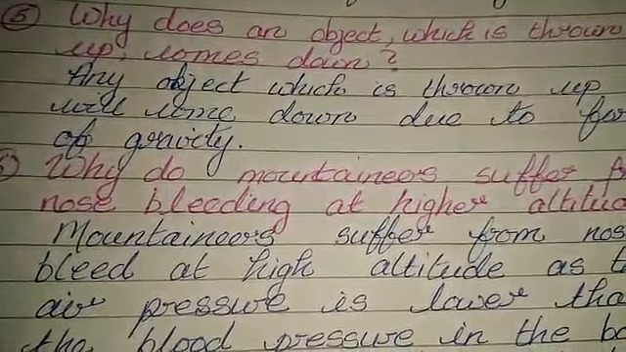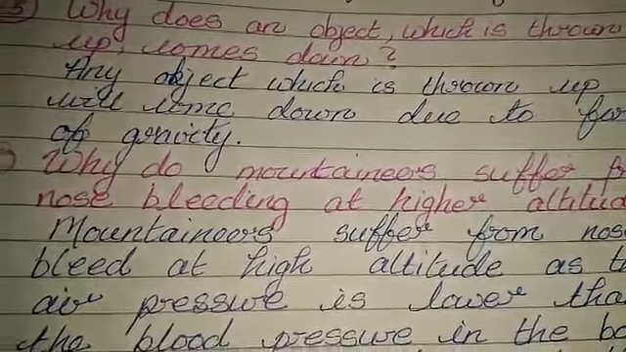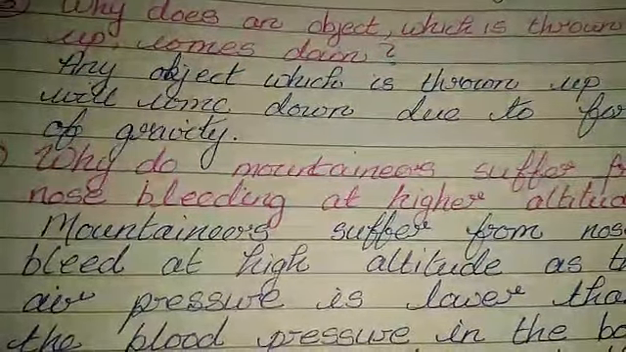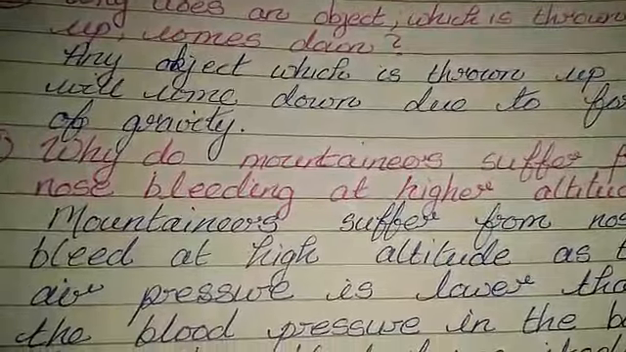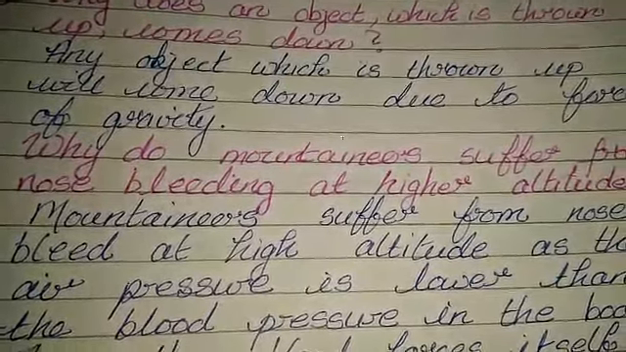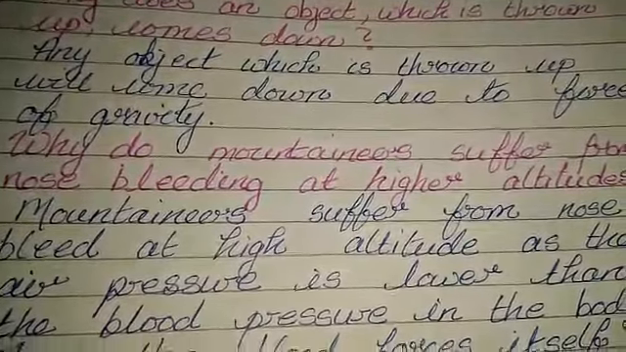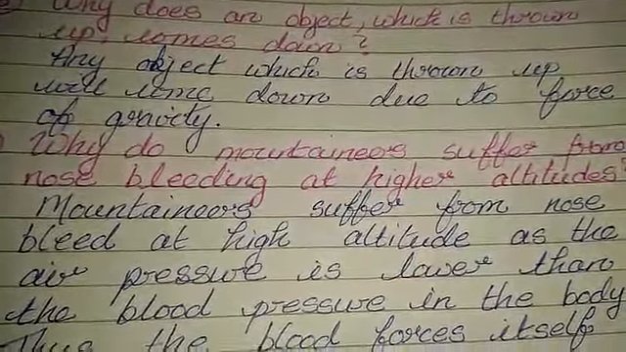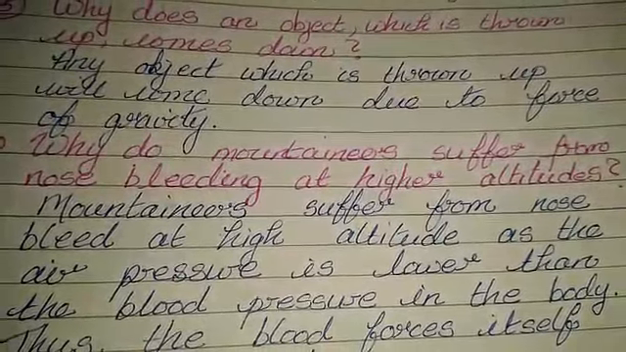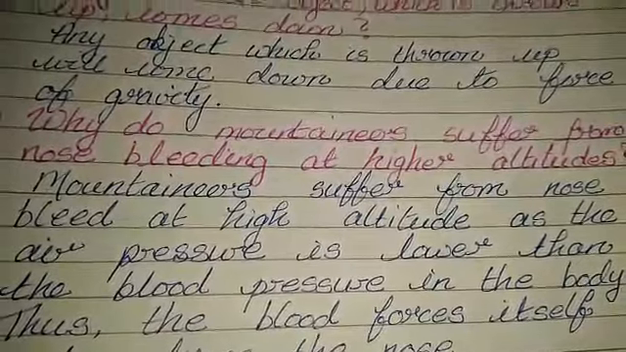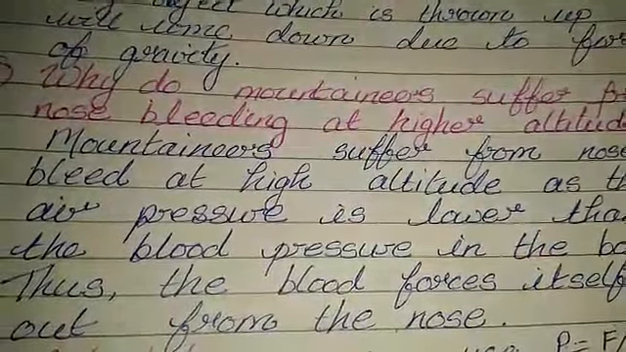Why does an object which is thrown up come down? Any object which is thrown up will come down due to the force of gravity. Next question. Why do mountaineers suffer from nosebleed at higher altitude? Answer. Mountaineers suffer from nosebleed at high altitude as the air pressure is lower than the blood pressure in the body. Thus the blood forces itself out from the nose.